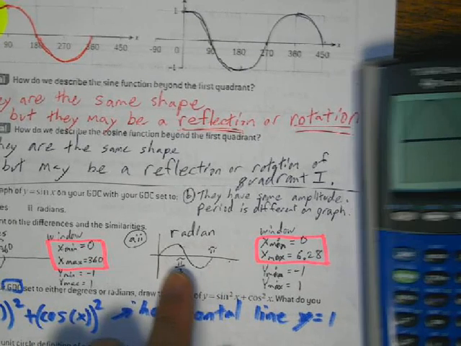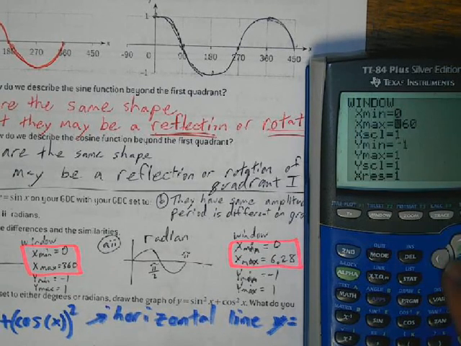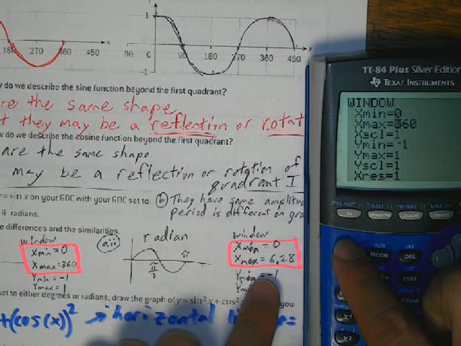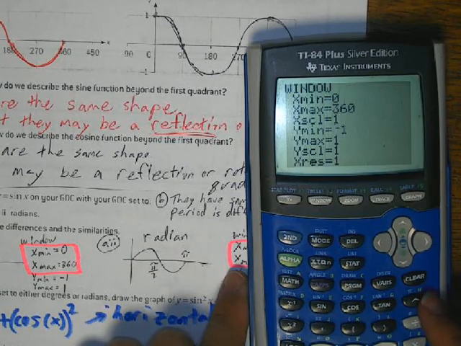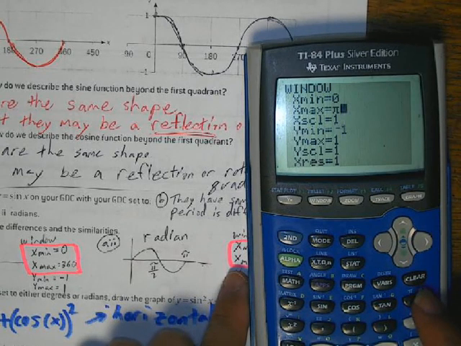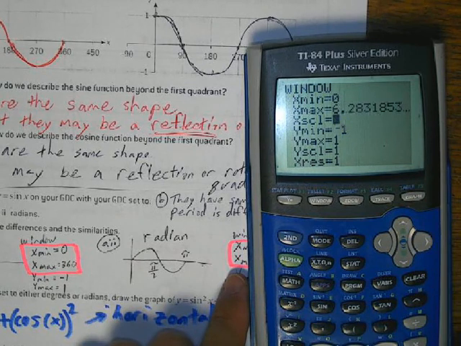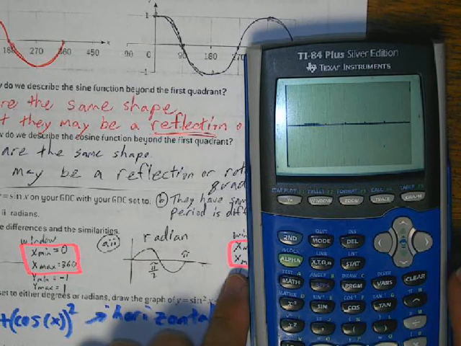If I'm going to do this in radian mode, then my window, the x max has to be 2 pi. So I'm going to do second, and the caret here gets me pi. Oh, and it's times 2, right? Okay, enter. So 2 pi is 6.28, blah, blah, blah. And then if I graph that, oh, what did I do? Something wrong.